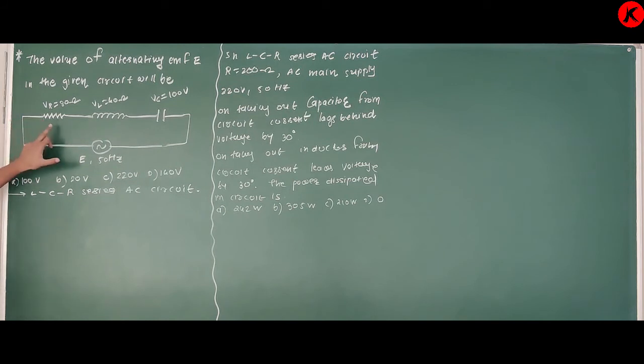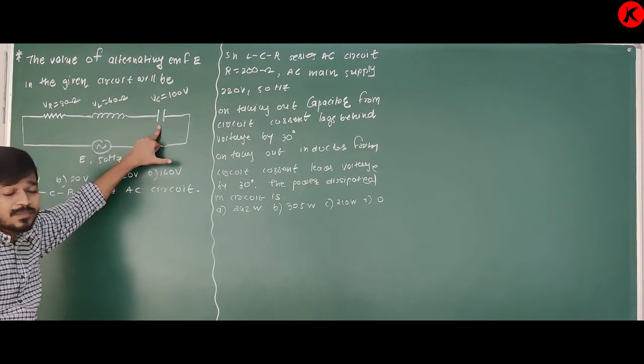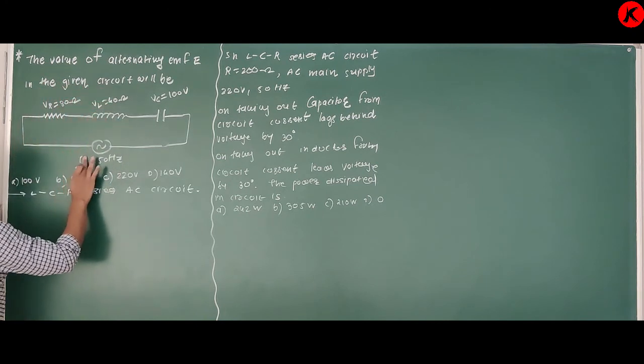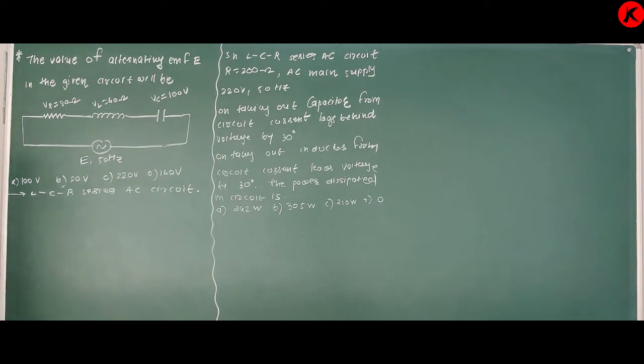VR means the potential difference or voltage across the two ends of the resistor, then the voltage across the inductor, and the voltage across the capacitor. You are given these three values, and your question is the value of alternating EMF. Means this E is equal to what? Do you understand the question?